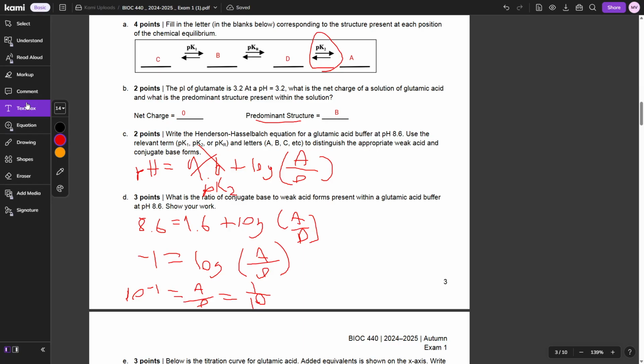They would have definitely docked you if you wrote 9.6, because the instructions specifically ask you to use PK1, PK2, PKR. They're quite stingy with the grading. Yeah, no, they do care. So please read the question. Is what I'm saying.